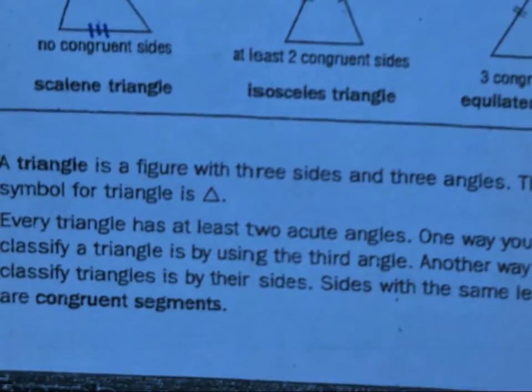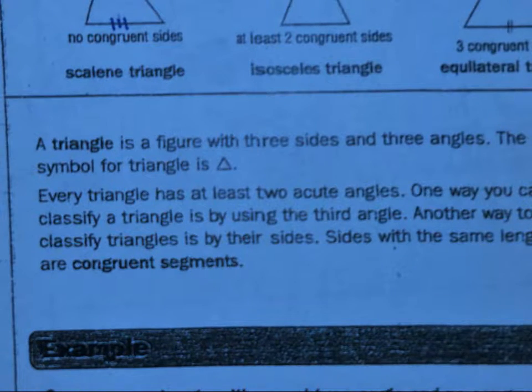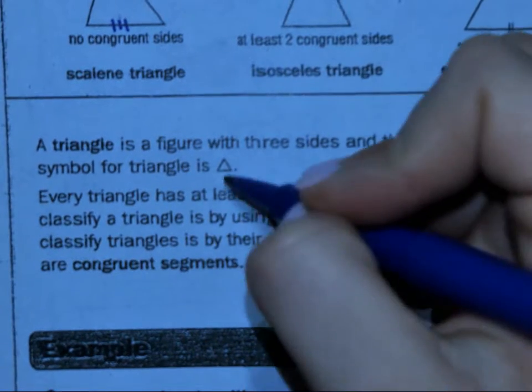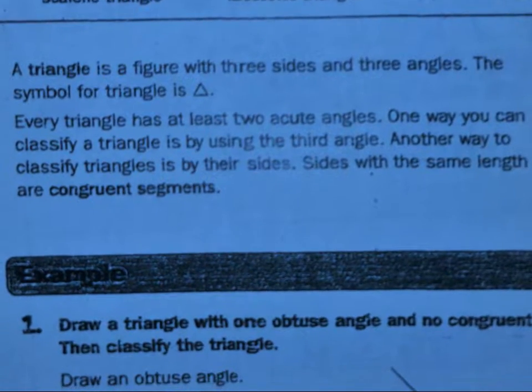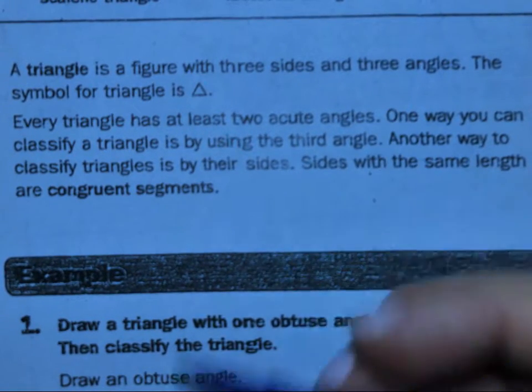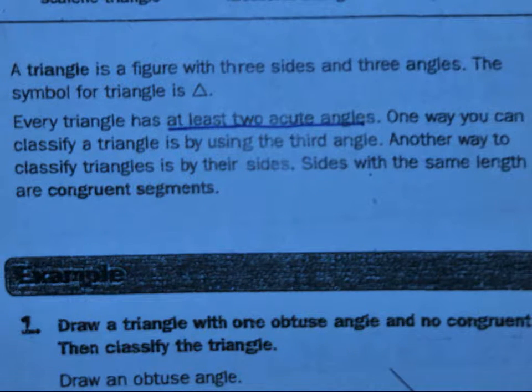So down here it has a definition of a triangle, which I think we all know. The figure with 3 sides and 3 angles. And then, of course, this is our symbol for triangle. It also goes on to tell me that every triangle has at least 2 acute angles. One way that you can classify a triangle is by using the third angle.